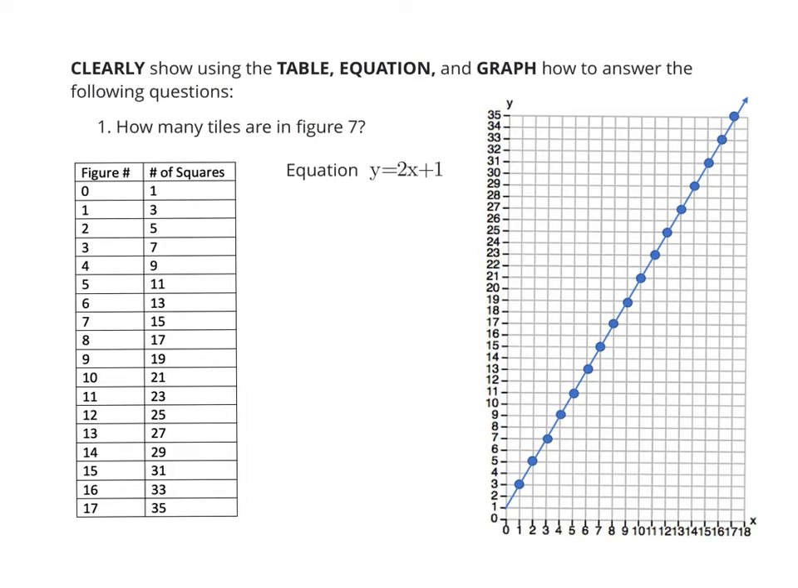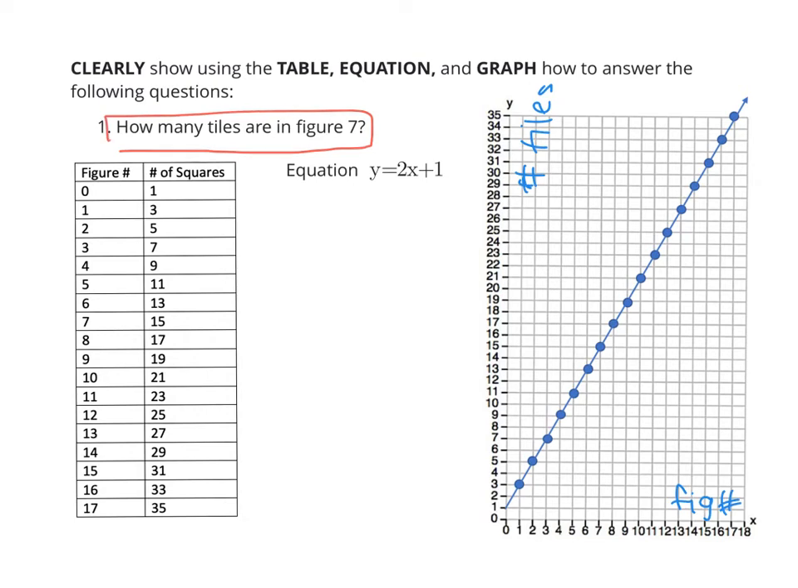Your graph would be labeled maybe a little bit different, because remember we labeled our axes. Mine down here, I'm out of room, says figure number here and number of squares or tiles. That's number of tiles for the y. Okay, so let's answer this question. I am going to figure out how many tiles are in figure 7.